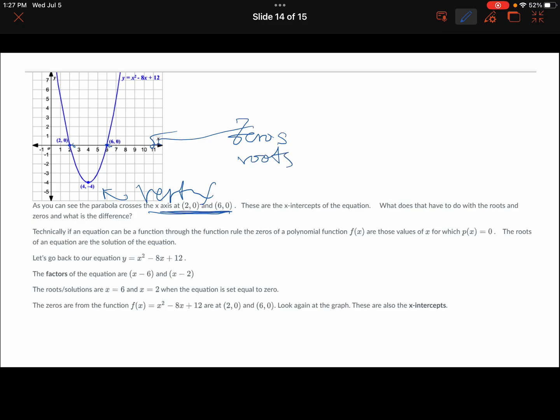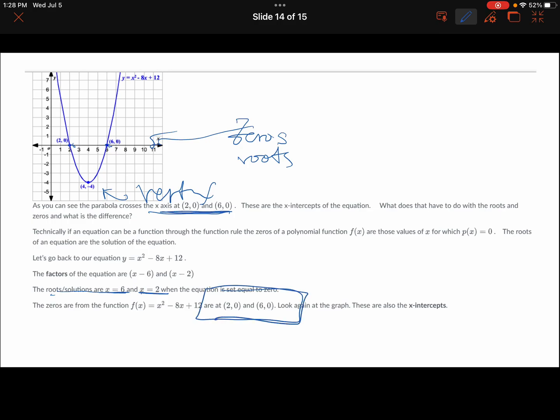If I factor this, I get this. So the roots and solutions are X is 6 and X is 2. So roots, solutions are kind of interchangeable terms for the same thing. The zeros are from the function of this. That's where those are at again. So zeros, roots, and functions.